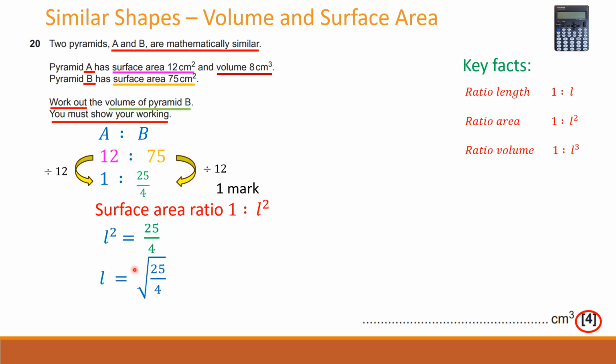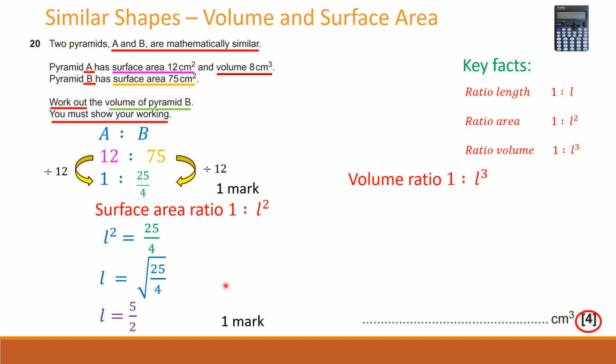Now we could use surds and simplify this separately. This is the same as the square root of 25 divided by the square root of 4. The square root of 25 is 5, the square root of 4 is 2, which is the same as 5 over 2 for 1 mark. So we've got half our marks so far for this question: 1 for working out the ratio between the 2 surface areas, and then 1 for working out the length ratio, which would be 1 to 5 over 2.